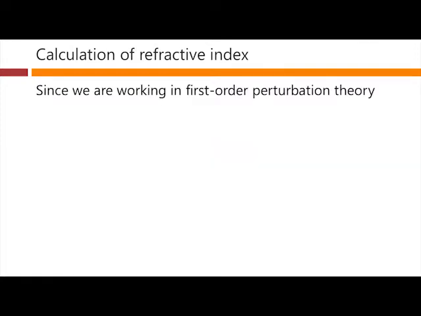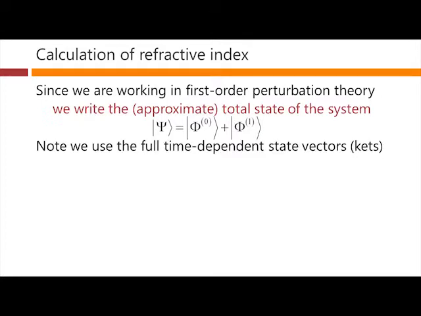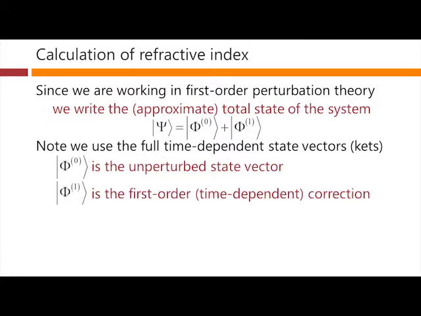We're working in first-order perturbation theory, so we can write the approximate total state of the system as a sum of the unperturbed system plus a first-order perturbation. And we could have put a gamma in here. We're presuming now that we don't need that particular trick stated explicitly, although we could put it back in if we wanted to. So if you're worried about it, you could put the gamma back in here to keep track of the orders. Note we're going to use full time-dependent state vectors, or kets, here. So as I said, capital phi naught is the unperturbed state vector, and capital phi 1 is the first-order time-dependent correction to that.